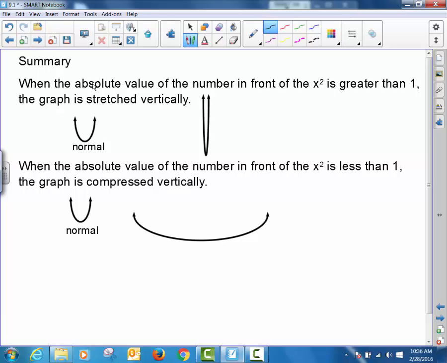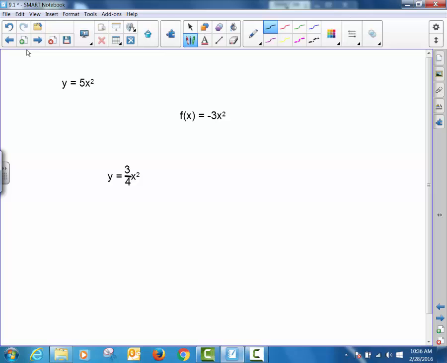So when the absolute value of the number in front of the x squared is greater than 1, the graph is stretched vertically. It looks like this normally, it becomes like this. When the absolute value of the number in front of the x squared is less than 1, between 0 and 1, the graph is compressed vertically. In other words, it becomes fatter. All right, what about this one? What will it look like? It will be a very skinny graph, or stretched vertically. This one will be a little bit less skinny, or a little bit less stretched vertically. And this one will be compressed vertically, or a little bit fatter than the normal parent function.